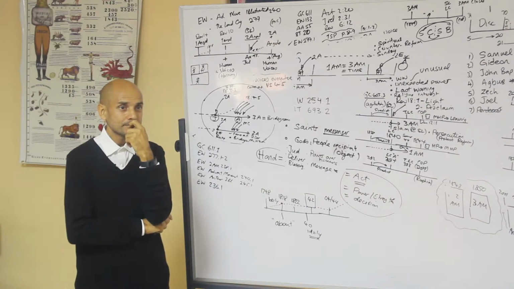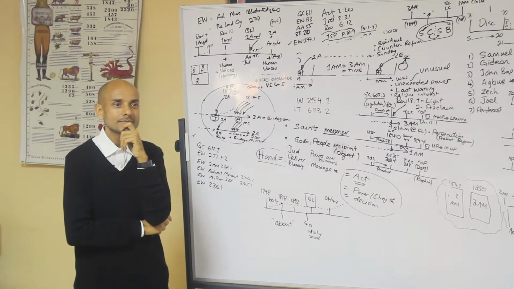So I'm saying that the first part of history up to 1844, where we see the hand removed, is where the latter rain begins to come. And these are part of the increase of knowledge, which increases and becomes stagnant, the former rain.